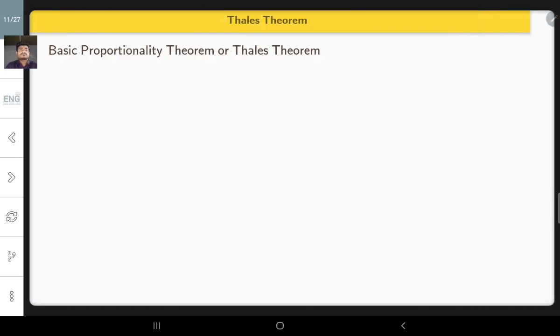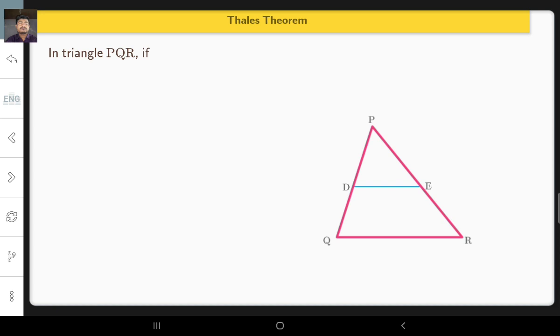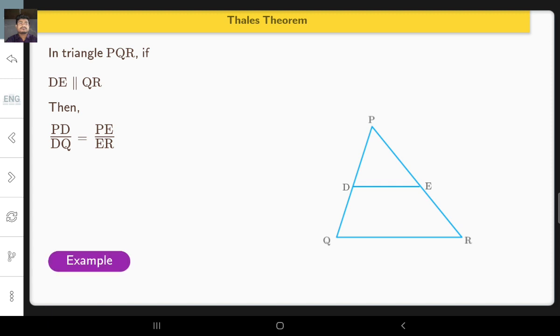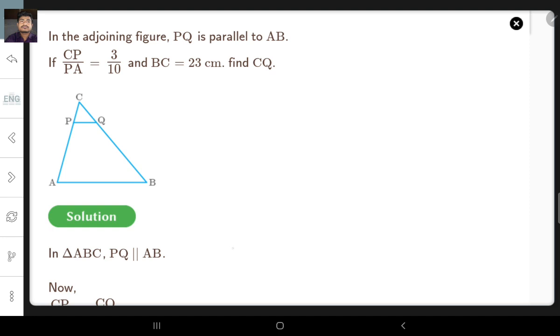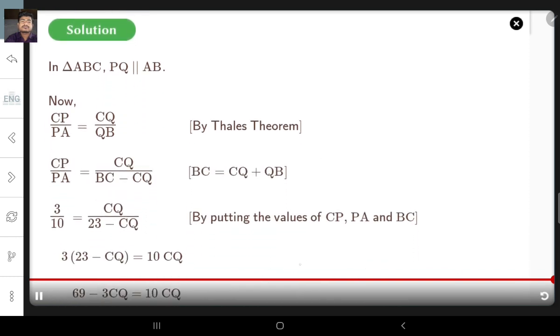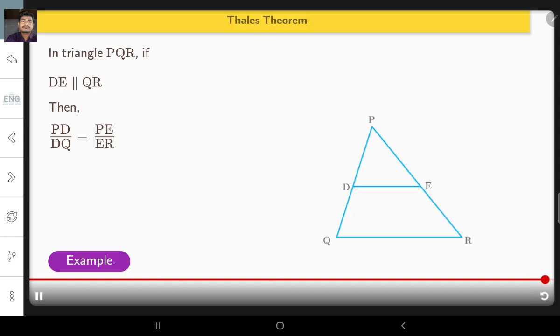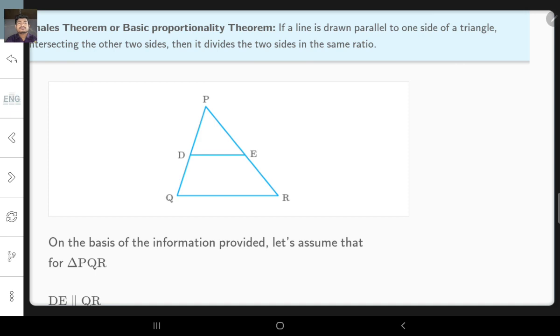The basic proportionality theorem, or Thales theorem, states that if a line is drawn parallel to one side of a triangle, intersecting the other two sides, then it divides the two sides in the same ratio. In triangle PQR, if DE is parallel to QR, then PD by DQ is equal to PE by ER. Tap the button to understand this better with an example. Fill in the blanks with the correct values.